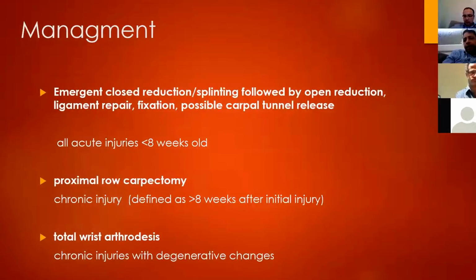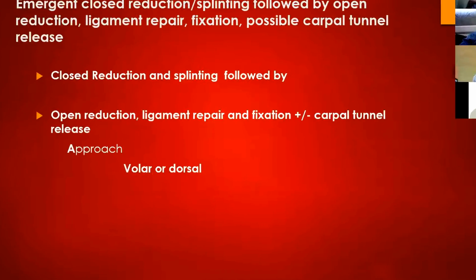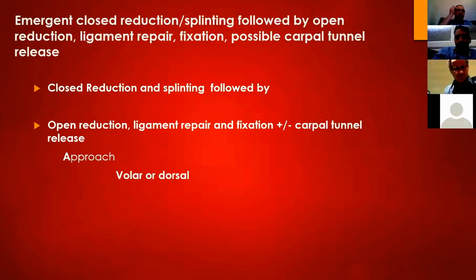Management is divided according to whether this is an acute injury, which is less than 8 weeks, a chronic injury, which is more than 8 weeks, or a chronic injury with degenerative changes. So management is divided into 3 different categories. In acute injuries, usually management is emergent closed reduction followed by splinting, and subsequently open reduction with ligament repair, then fixation if there are any fractures, and a carpal tunnel release, usually done by the hand surgeon.